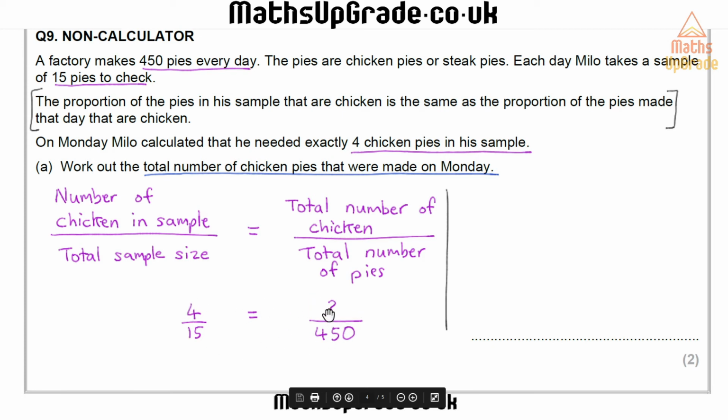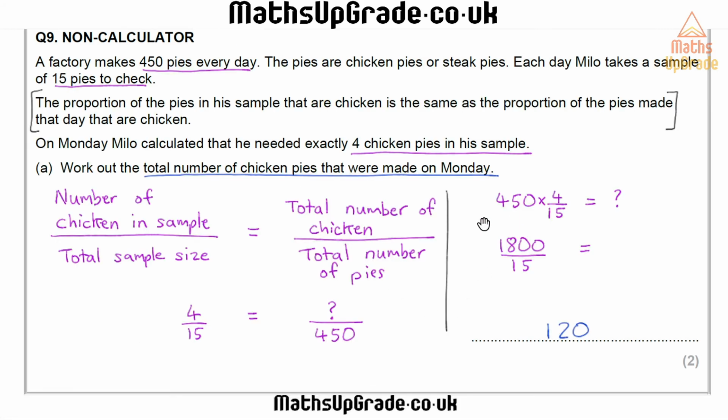I need to rearrange this. So think about solving equations. To get an unknown by itself, I need to get rid of everything else on this side. At the moment, this unknown is being divided by 450. So the inverse of divide by 450 is multiply by 450. I need to do that to both sides. I end up with 450 times 4 over 15 equals this unknown. I can then work this out. So 450 times 4, that's the same as 450 times 2 and times 2 again, which is 1800.